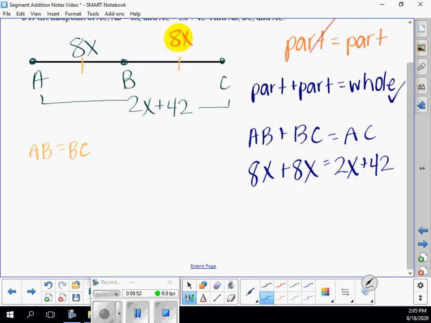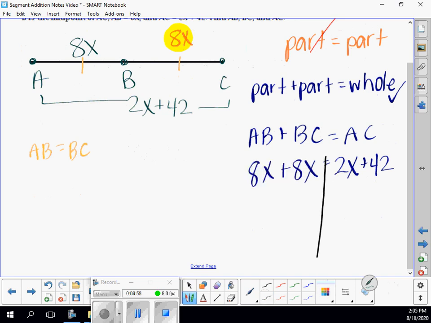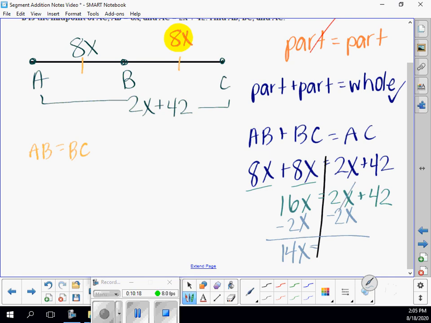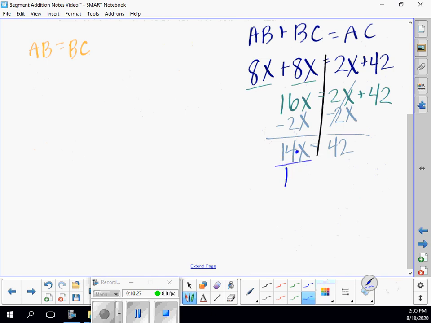Build your wall. Combine like terms. Does anything look alike on either side? Yeah, on my left side, I have two x's. 8 plus 8 is 16x. Get my x's together. So I'm going to subtract 2x. There's no sign there, so it's positive. 16 minus 2 is 14. 2 minus 2 is gone. The only thing that attaches there is a multiplication dot. That multiplication dot tells you to divide. 42 divided by 14 is equal to 3.